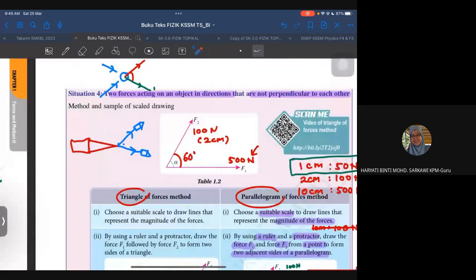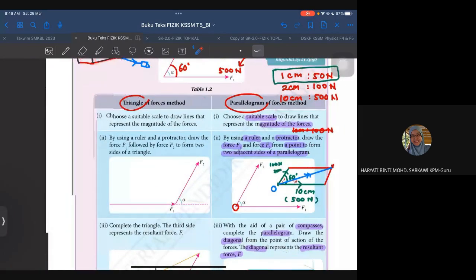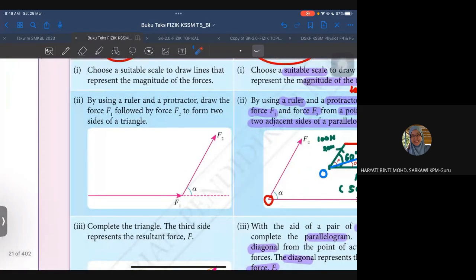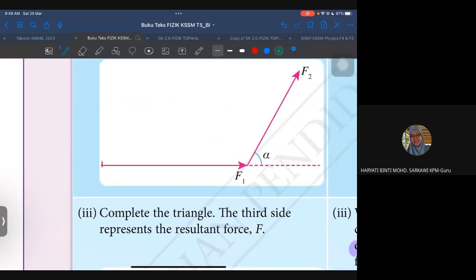The same question but using the triangle method. Okay. The triangle method is simpler. Kejap. Cara sama. First, you need to draw one force. We normally choose the easier one, which is F1 lah. So from here, this is a starting point. Starting. And then you draw F1. The length should be the same magnitude, using the scale. Like that. And then the second force you draw at the end of the first force.